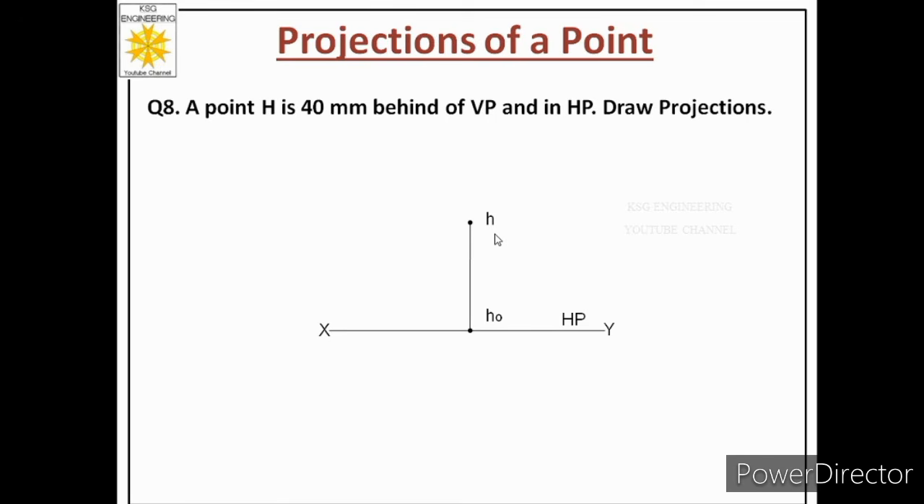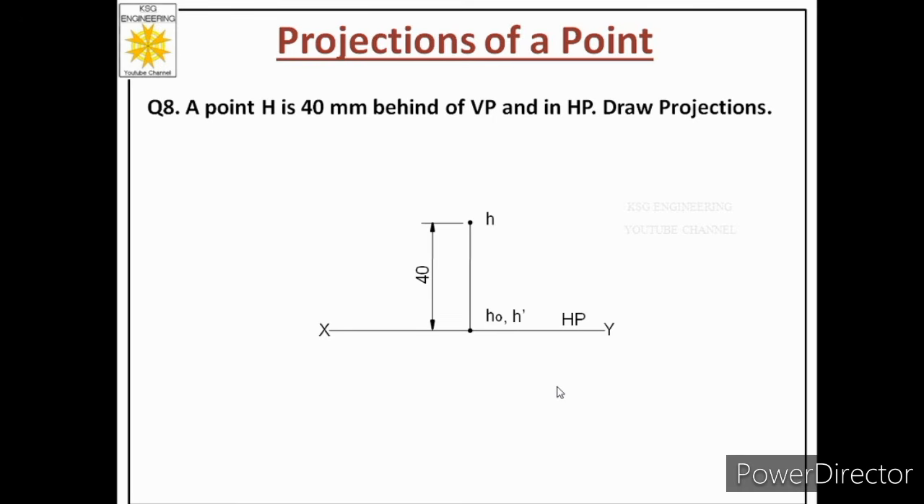And in the previous slide, we have learned that if the point is in HP, then its front view will lie on reference line. So this point will be the front view of the point, and over here we will write comma h dash. After that, we will place dimensions. So I hope this case is clear to you.